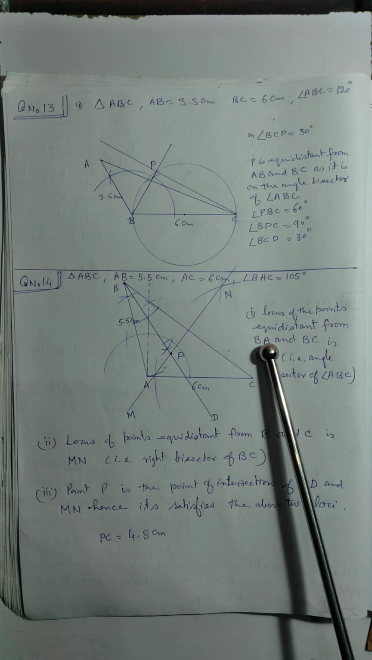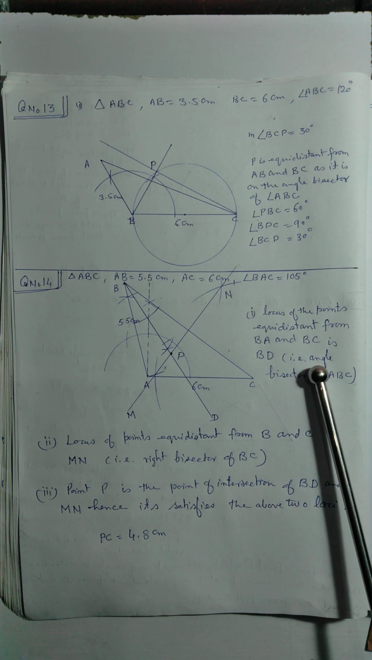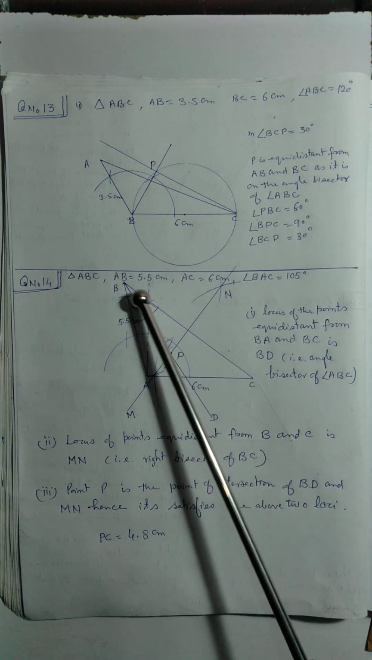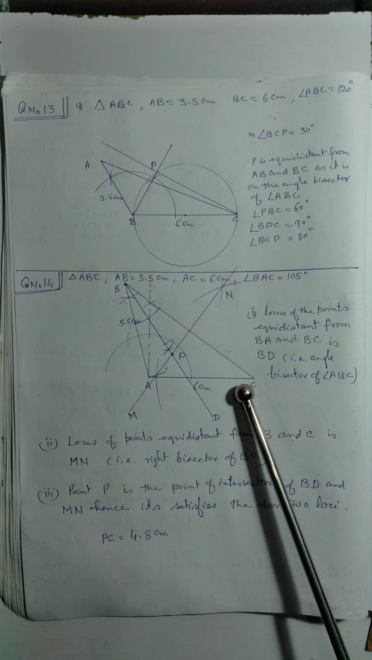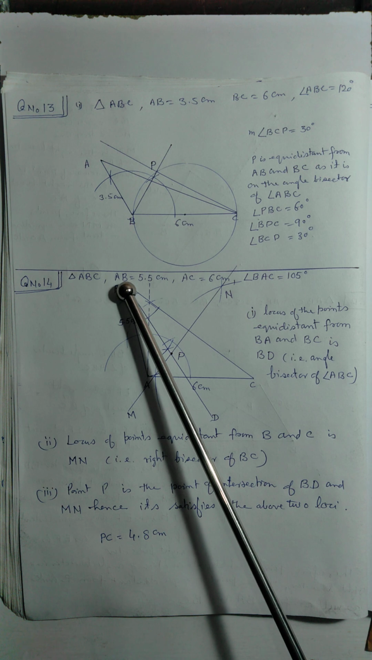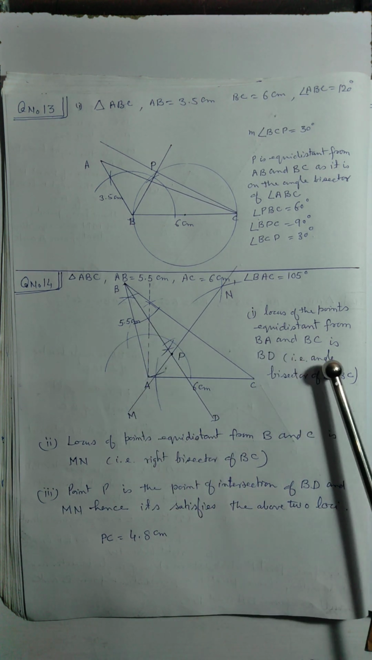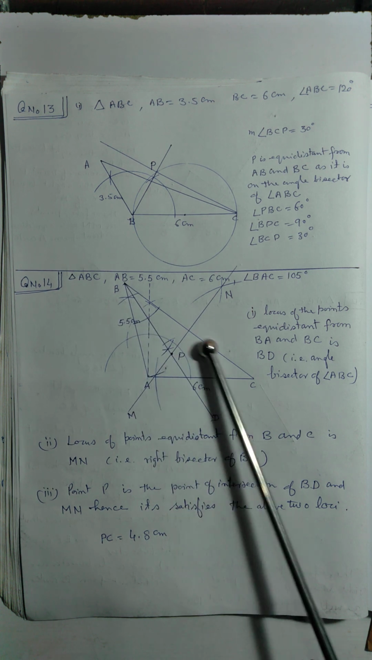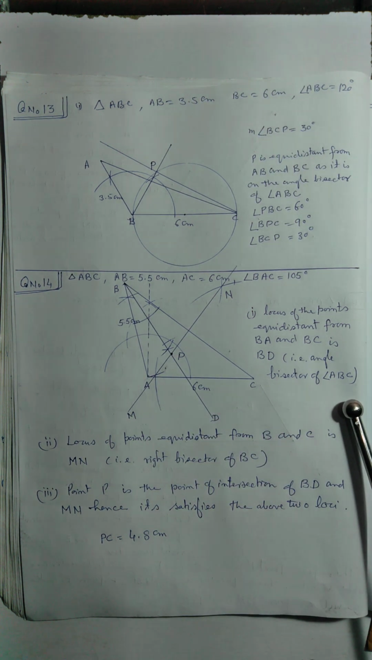The locus of the point equidistant from BA and BC is BD. BD means that it is the bisector of the angle ABC. So all the points which lie on this BD will be equidistant from BA and BC. That is the bisector of angle ABC.